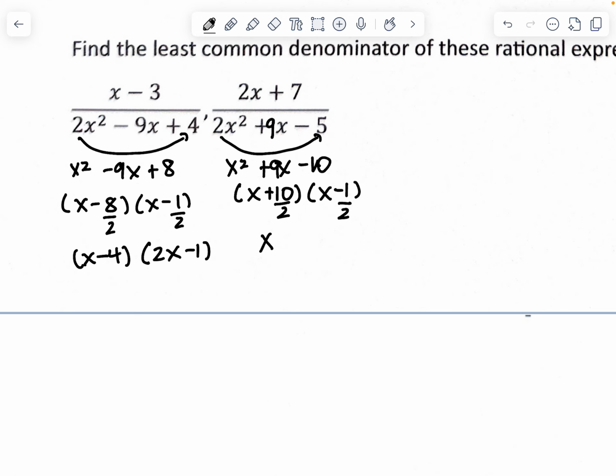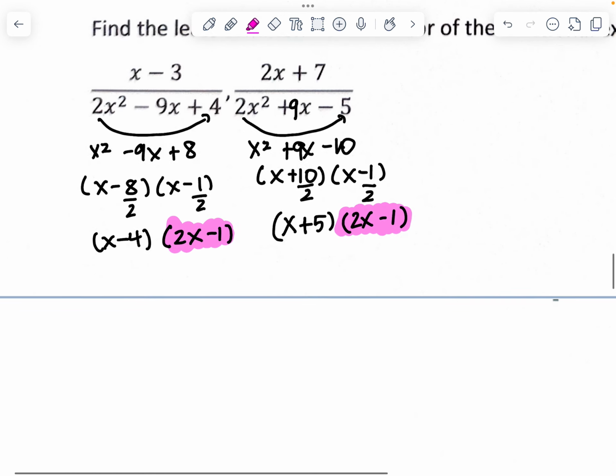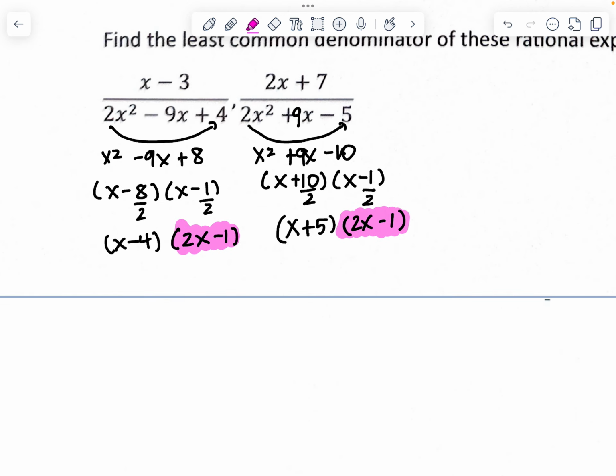So then it's x plus 5 times 2x minus 1. That means they have this factor in common already. So that's going to be part of my greatest common factor, but we're only going to write it one time, for the least common denominator.